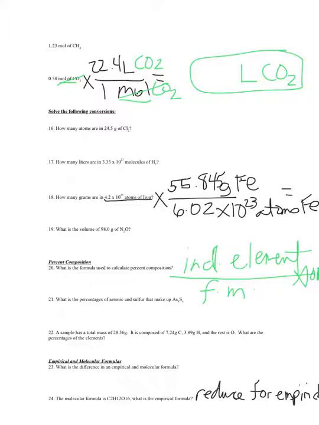Then down on empirical and molecular formula, you need to know the difference. Empirical is the simplest, easiest form of a compound. When you look at the formula, the subscripts could not be reduced, while a molecular formula is a more complex structure that has subscripts that could be reduced. So for example, in 24, where you have C2H12O16, that's a molecular formula because it has a 2, 12, and a 16 as subscripts that have a common denominator and can be reduced down to get the empirical formula, which would be CH6O8.